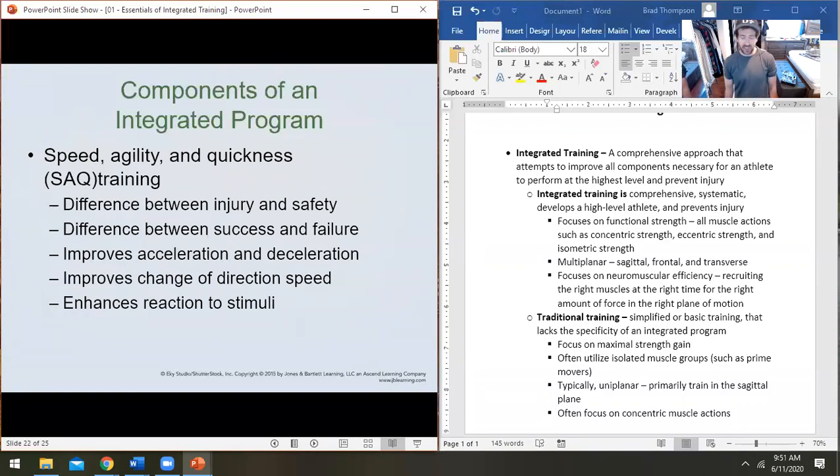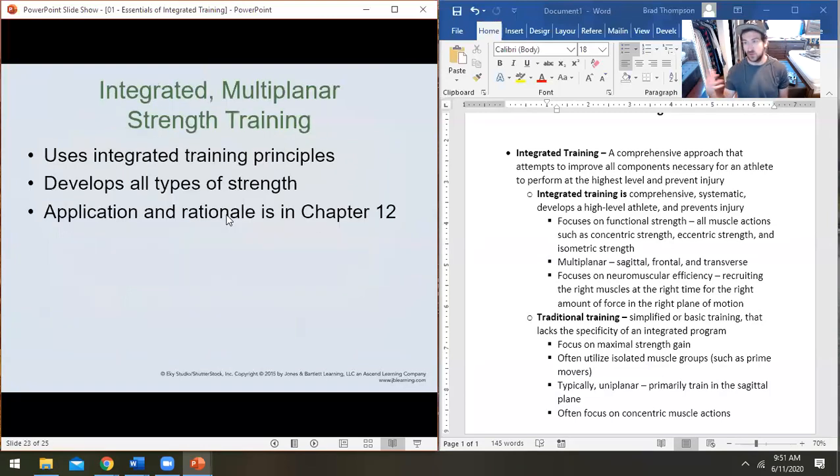We're focusing on the speed, agility, and quickness side of things as well. A lot of people tend to just jump into the gym and focus on learning how to run faster, and that's great. But learning how to accelerate and decelerate properly, learning how to change directions, and then learning how to react to changes in your environment, all of those things are a big concept of athleticism as well. And so that makes it an integrated program versus a traditional one. So that is what we're talking about there. And obviously we're going to apply all this stuff later in your textbook when we get into the actual program design. But for now, we kind of know all the components that we're moving into.